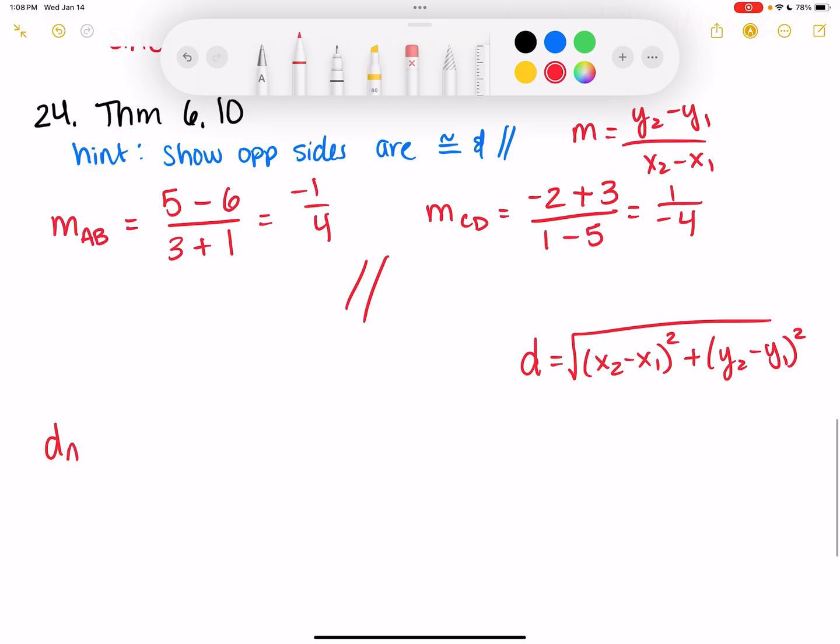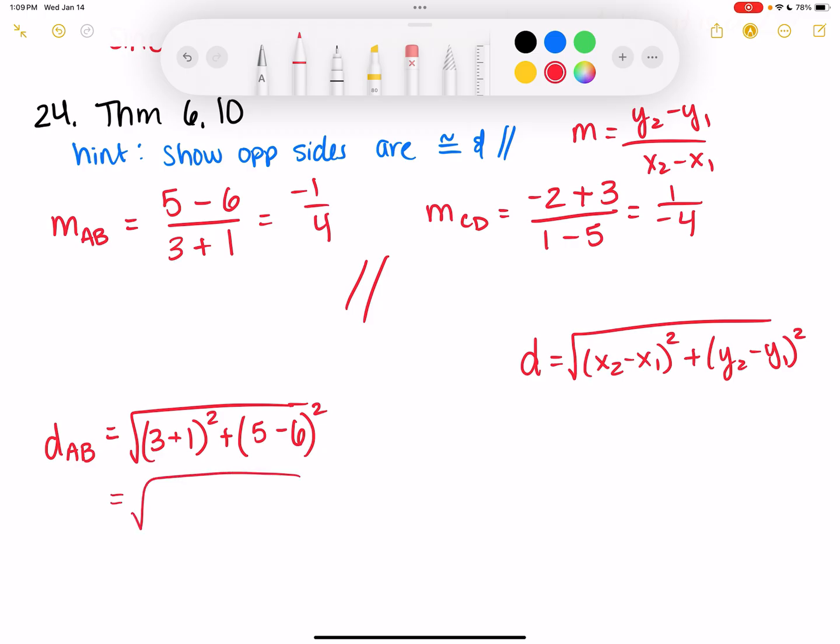So the distance of AB is the square root of 3 minus a negative, so minus 1, or sorry, plus 1, squared, plus 5 minus 6 squared. And so then that's the square root of 4 squared is 16 plus negative 1 squared is 1. So that means that's the square root of 17.